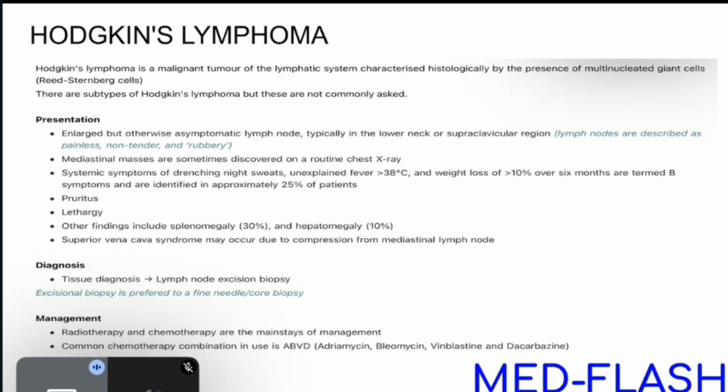Pruritus, lethargy, include splenomegaly. Splenomegaly, yes. Coming to this point, now I had earlier told you that massively enlarged spleen is a characteristic of CML with B symptoms, right? But here you can see splenomegaly and hepatomegaly as well.